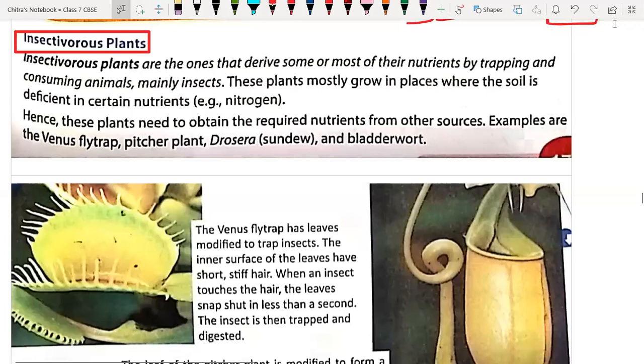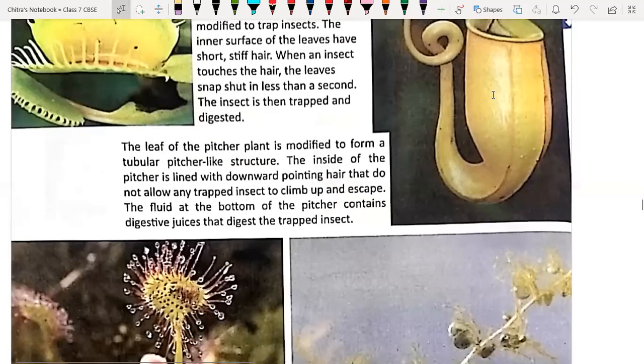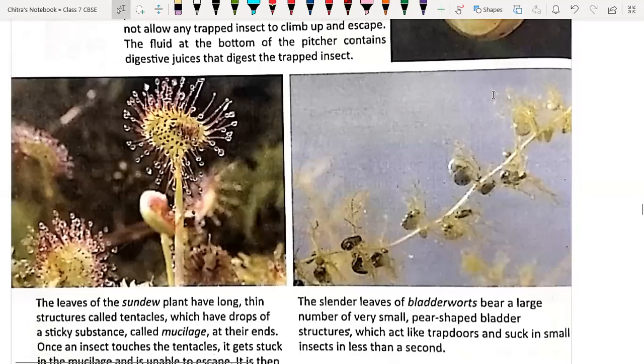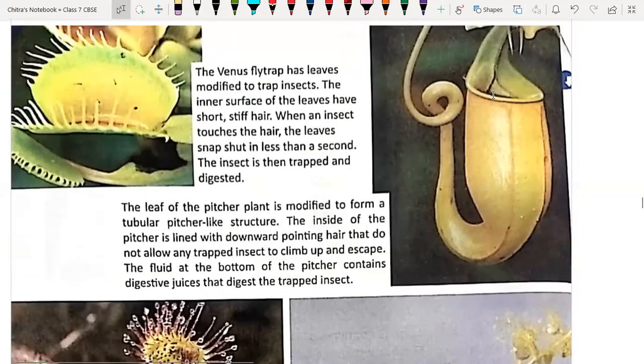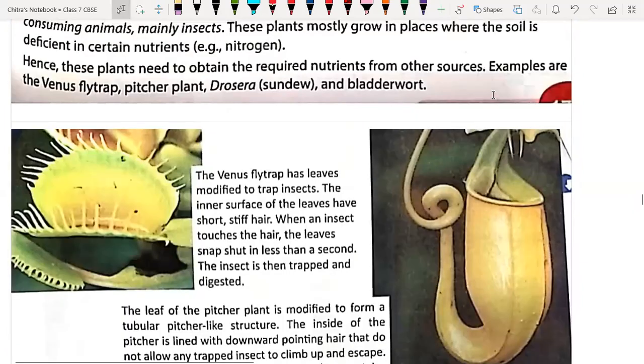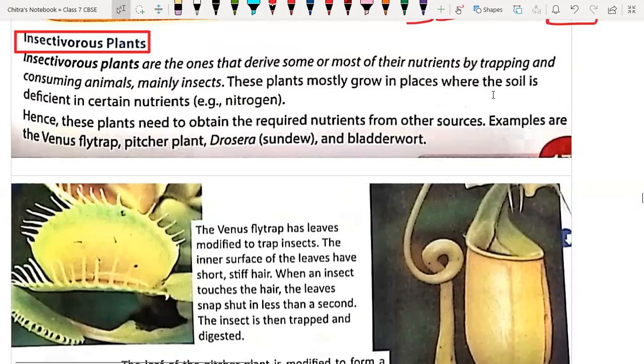Now we are going to discuss insectivorous plants. Insectivorous plants means insect eaters, we can say. These plants eat insects. But how do we understand that? Most of these plants grow in soil or land where nitrogen is present in very small amounts. So to fulfill the requirement of nitrogen, these plants get modified like this, as you can see in the diagram. This is the modified form of the plant. These modified plants trap insects in order to fulfill the need for nitrogen. So here we have some examples.